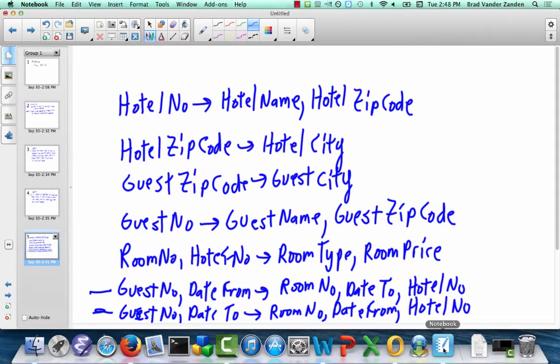Remember, we said two things that normalization does. It has the lossless join, and it preserves integrity constraints. Well, in order to preserve your integrity constraints, you have to explicitly enumerate what they are. And what they are is exactly your set of functional dependencies.